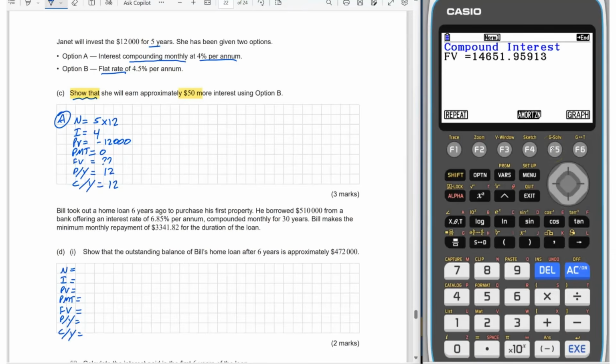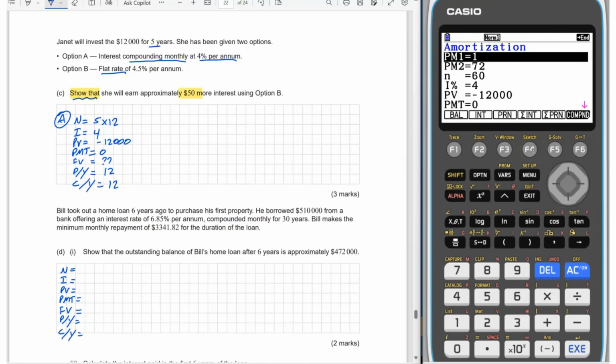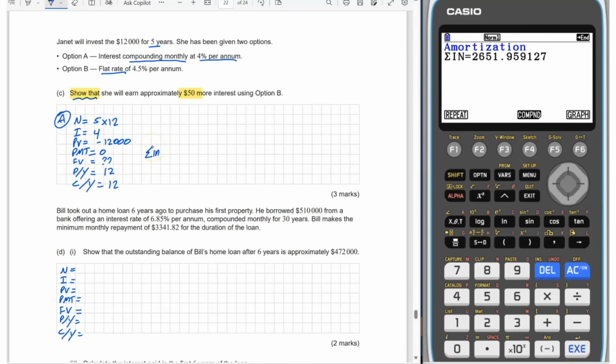So if we do future value here, actually we don't even need future value. What am I saying? We're going to use the amortization option because it's easier for us to do sum of int, and we're going to do sum of int up to 60, so the end of those 5 years. That's easier. Okay, so the sum of int is equal to 2651.96. So $2,651.96.